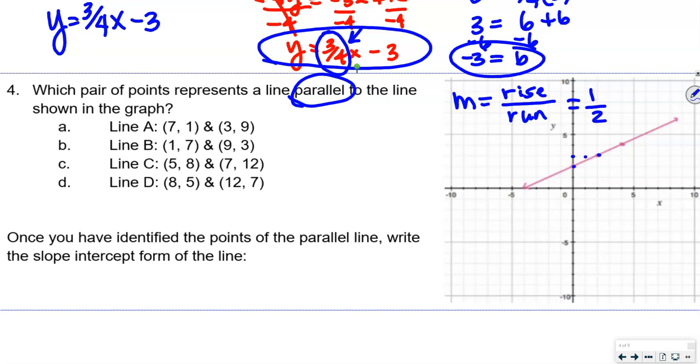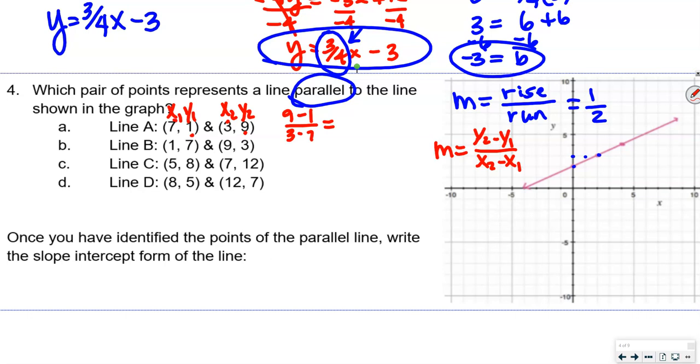So what we want to do, because it says find the pair of points that represents a line parallel, is find the slope of each of these lines. Now remember that the equation for slope is y2 minus y1 over x2 minus x1. And this formula is not on the formula sheet, so you need to commit it to memory, okay? So I'm going to label these x1, y1, x2, y2, and that means anything in that column is that letter, okay? So we're doing y2 right here, 9 minus y1, over x2, 3, minus x1, 7.